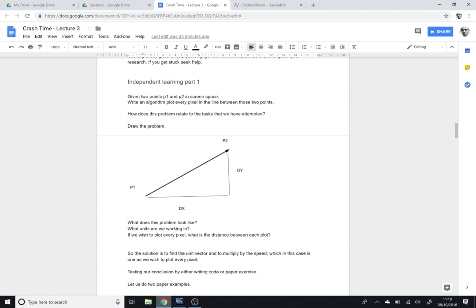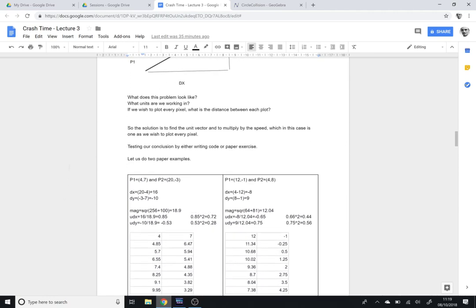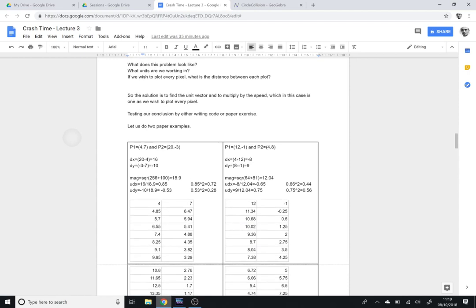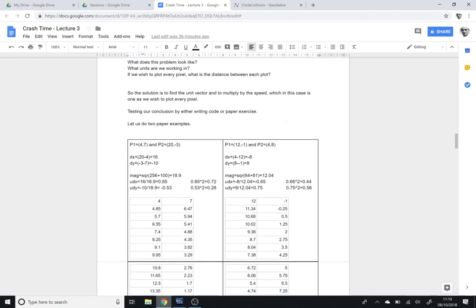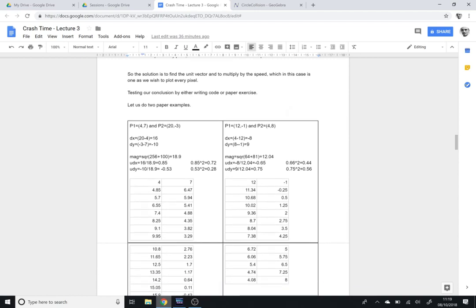As long as 1 pixel is 1 unit, then just 1 unit. Brilliant. Excellent. So the unit vector is it. If you just move by the unit vector through pixel space, you'll plot every pixel you need to plot. Okay, so how do you tackle this problem? What does this problem even look like? So the question is, what units are we working in? We're working in pixels. It's in pixel space. It's screen space. If we want to plot every pixel, what is the distance between each plot? And again, unit vector gives us a vector that we can then adjust the speed of.